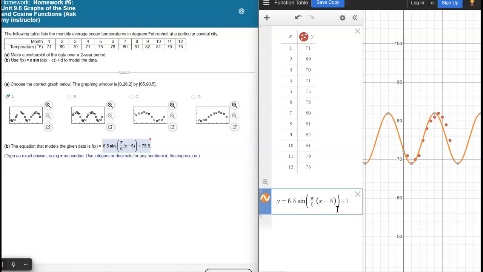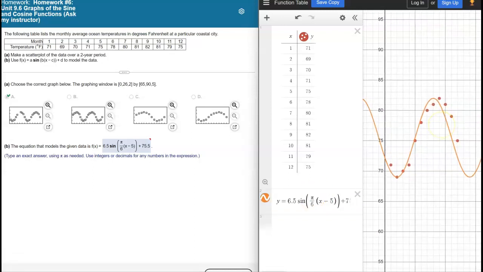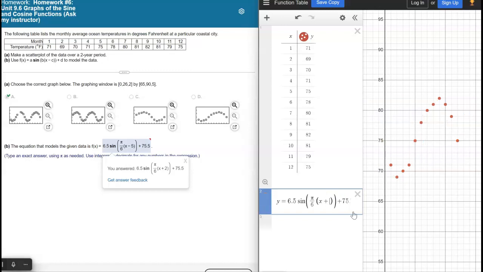They shifted it 5 units to the right. I would have shifted 6, and I think that if you would have shifted 6, this would have been right. On the other hand, shifting 2 units left makes it a bit of a worse fit for the data.